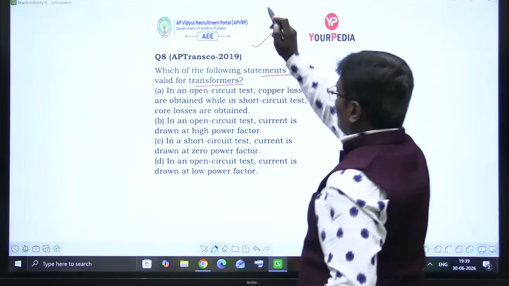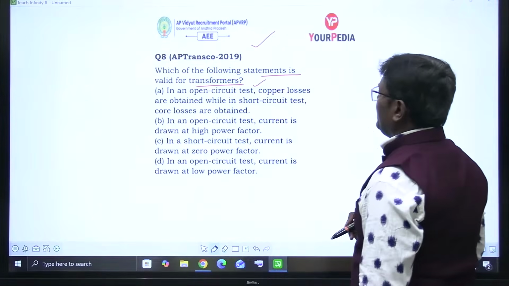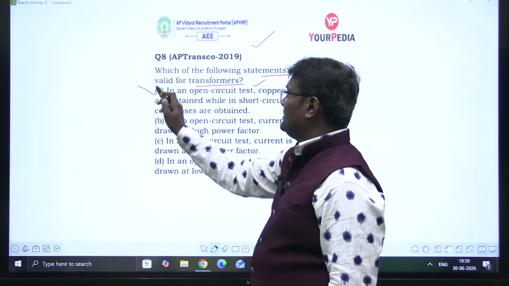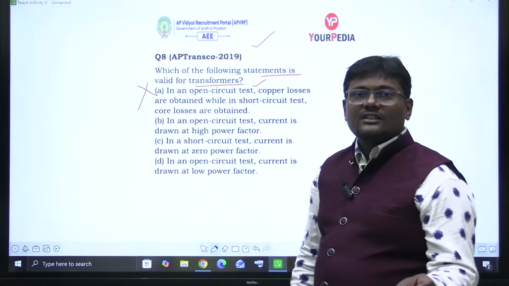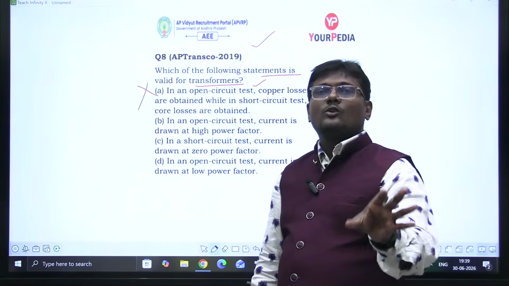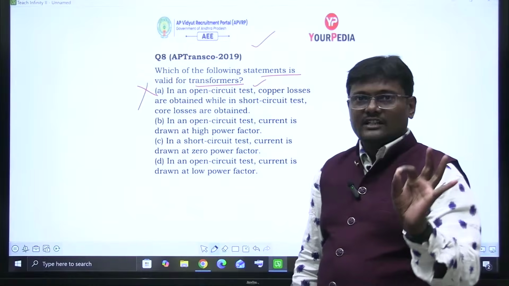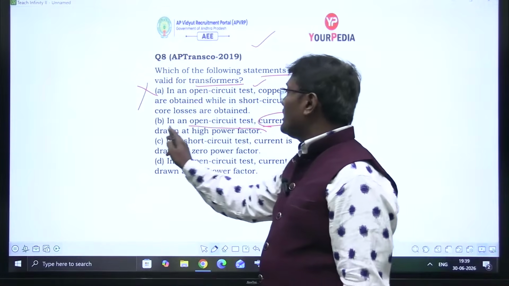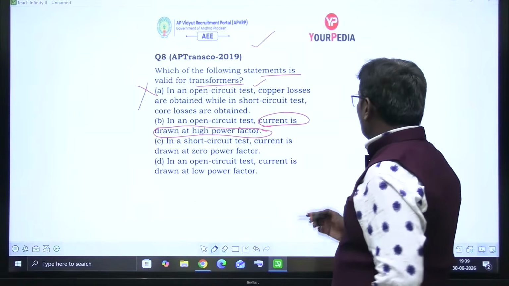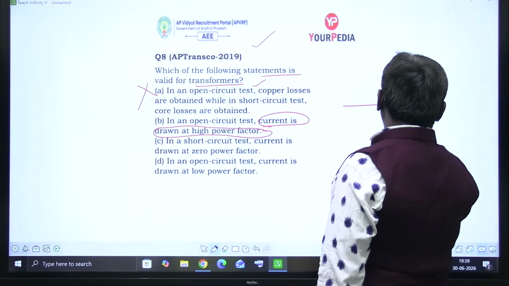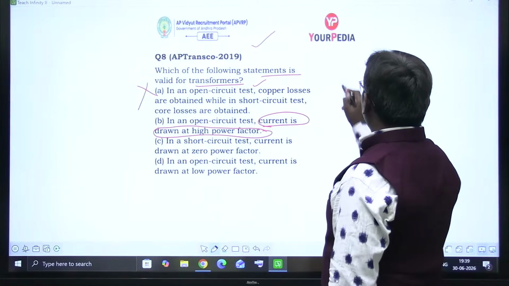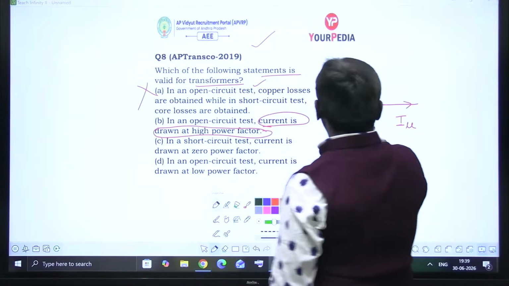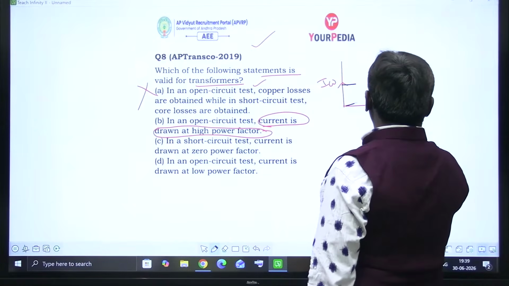So here, in an open circuit test, copper losses are obtained, while in short circuit test, core losses are obtained. It's totally wrong statement. From the open circuit test of a single phase transformer, we are getting core losses. From the short circuit test, we are getting copper losses. In an open circuit test, current is drawn at high power factor? No. In an open circuit test, there is a magnetizing component of the current, and the wattful component of the current.